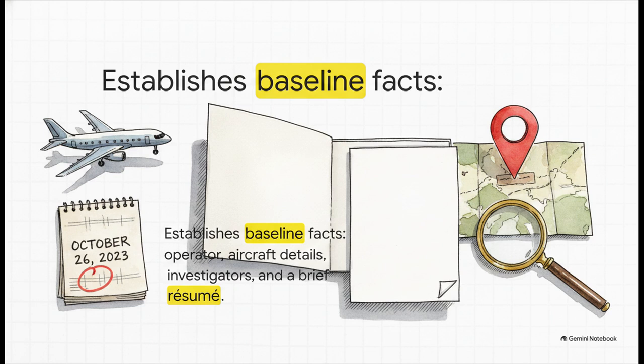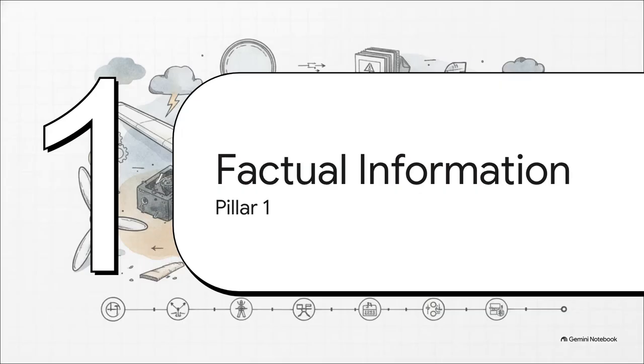And right after that comes the synopsis. This outlines exactly who is investigating, so identifying the national authorities and any accredited representatives, and it wraps up with a brief resume of the circumstances that led to the accident. It gives us the who, what, where, and when right up front, setting a really clear stage for the rest of the document. Okay, that brings us to the first official pillar of the report, factual information.